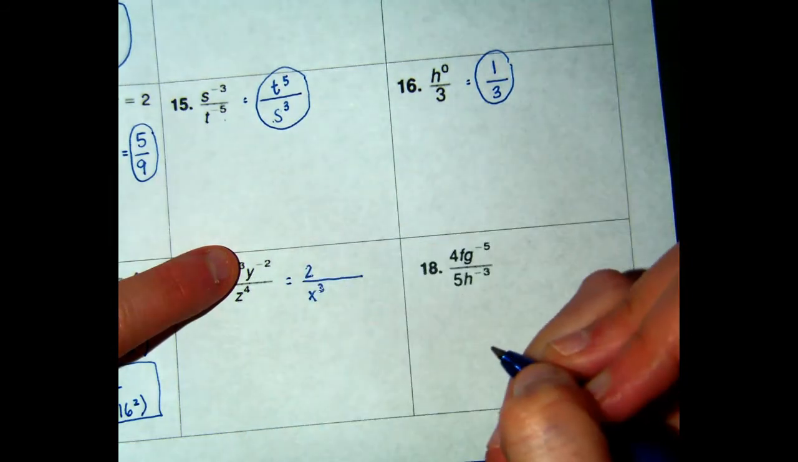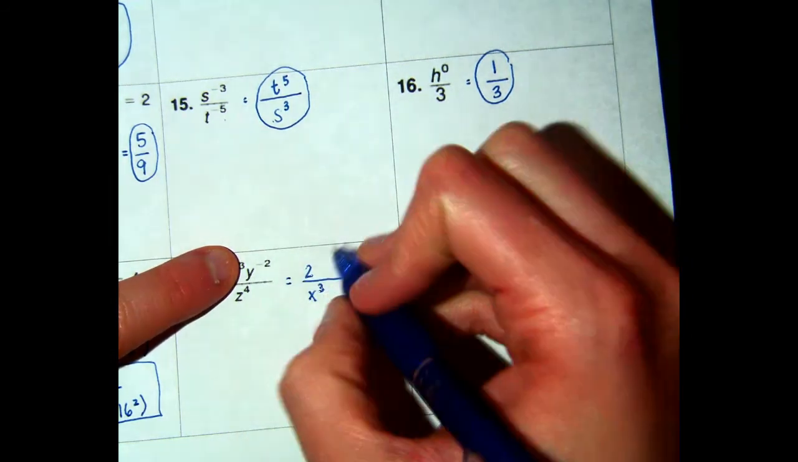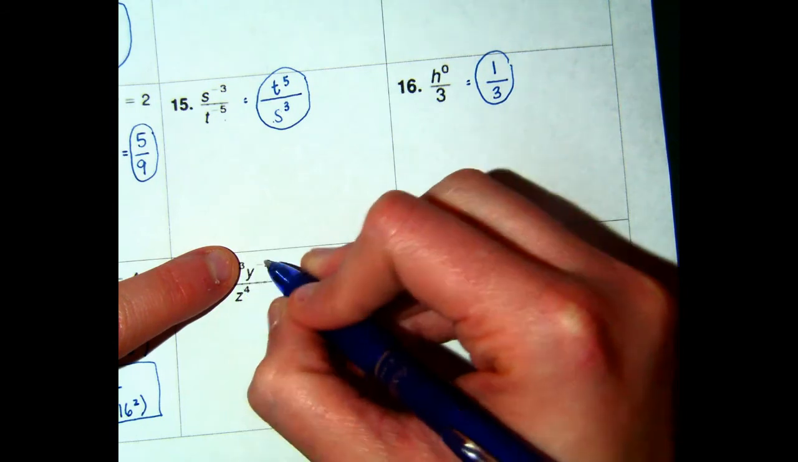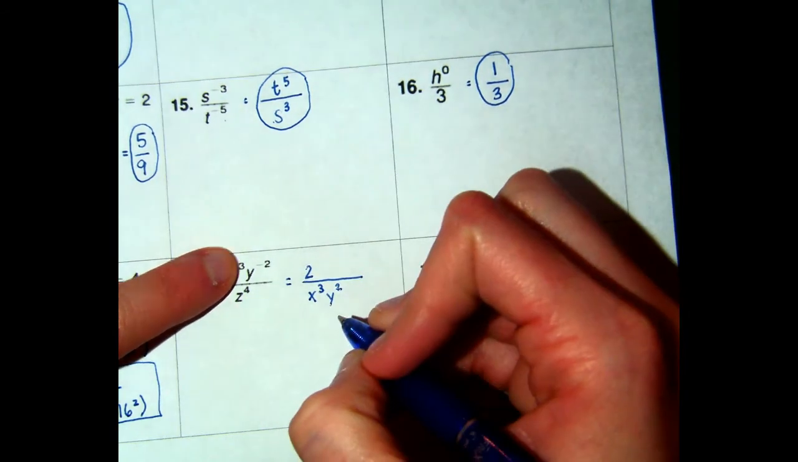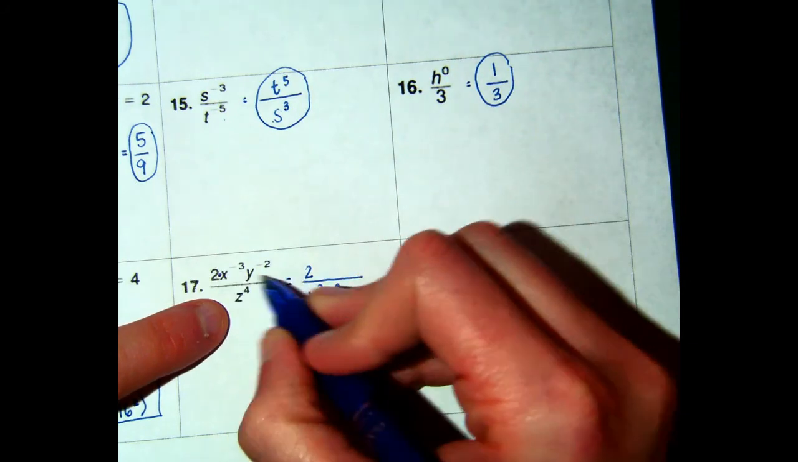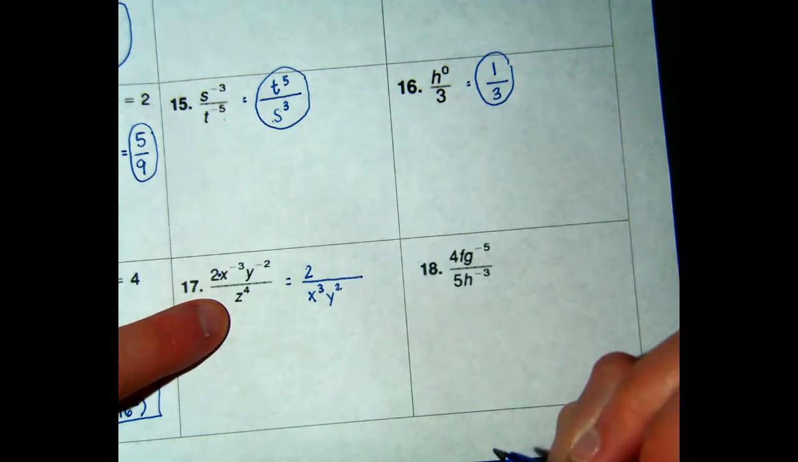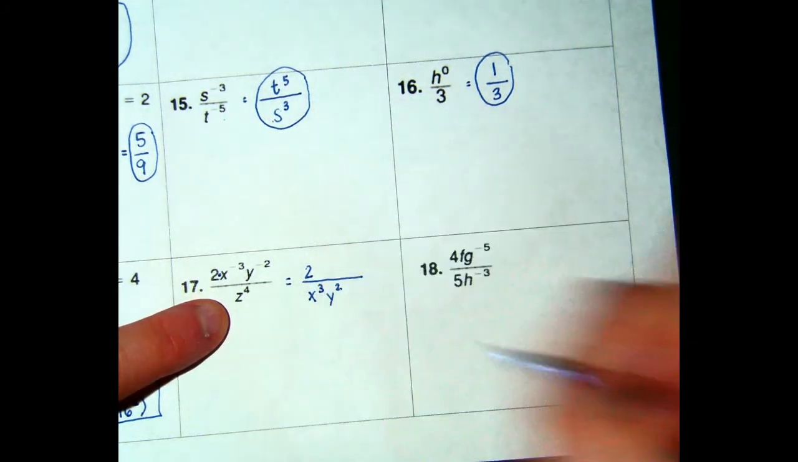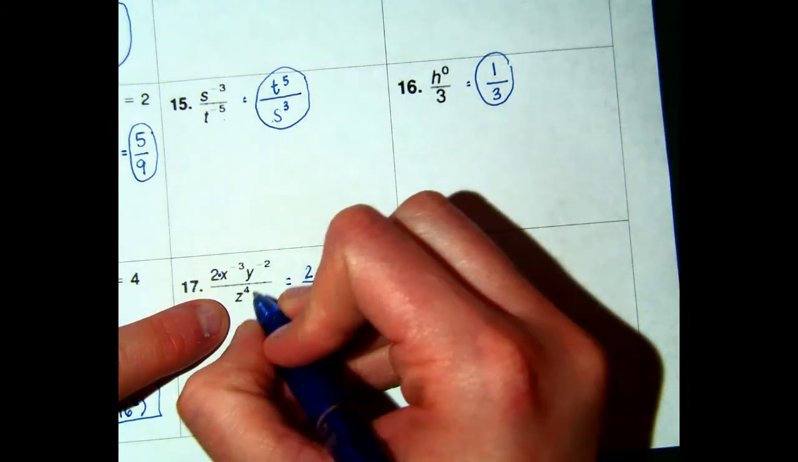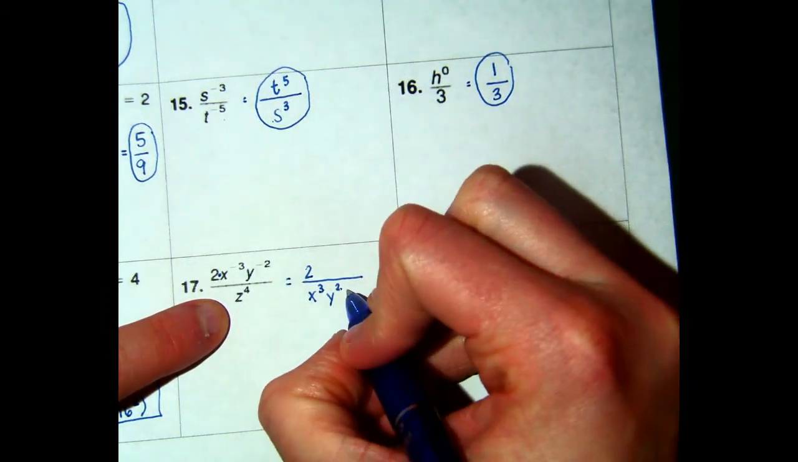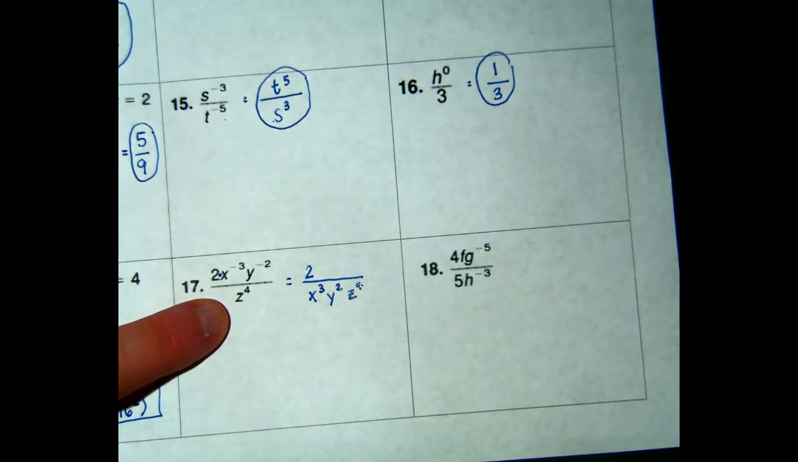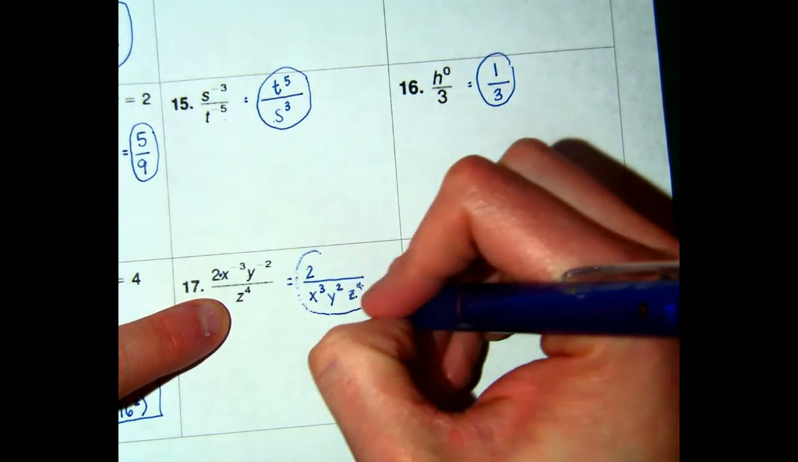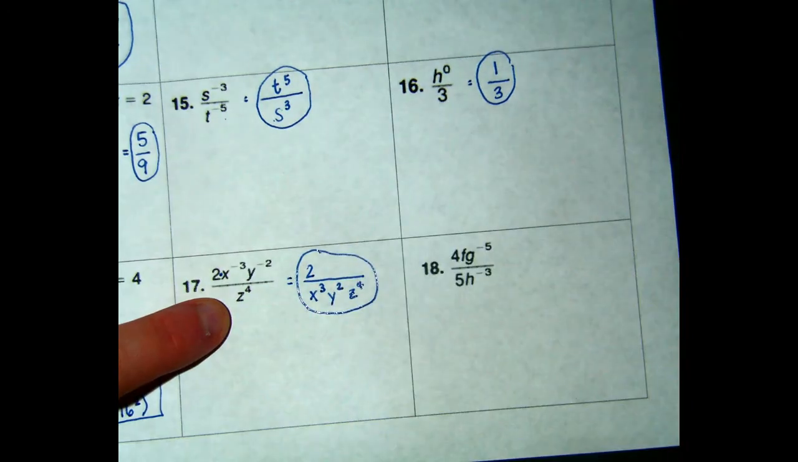Y to the negative 2 does have a negative exponent. So it was currently in the numerator. It needs to come to the denominator. Okay. I've gotten the entire numerator figured out. Now I'm going to go down to the denominator. Z to the 4th power. There is no negative exponent, so it stays in the denominator. So 2 all over x to the 3rd, y squared, z to the 4th.